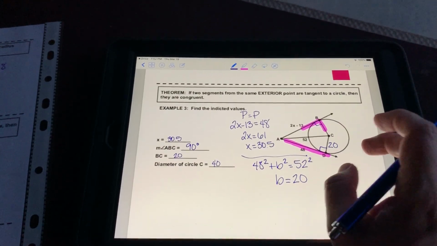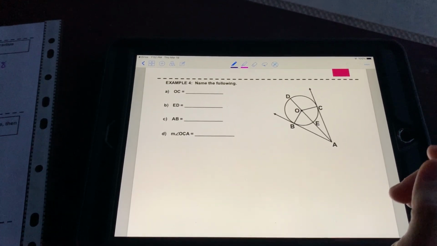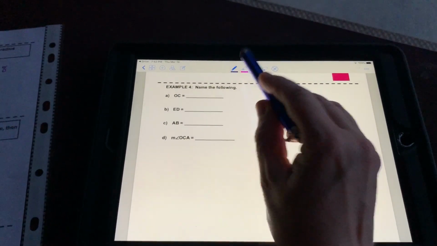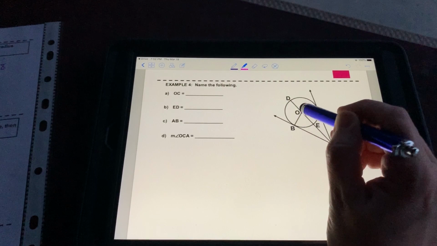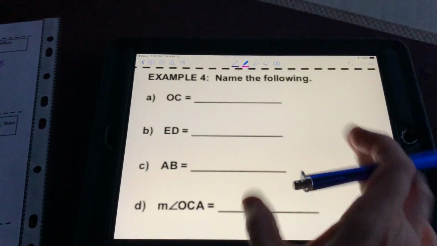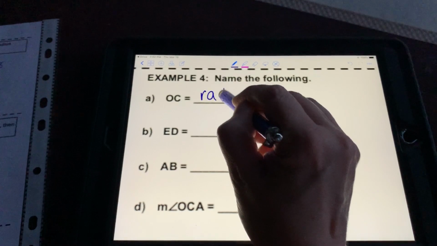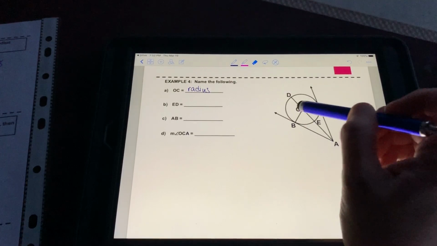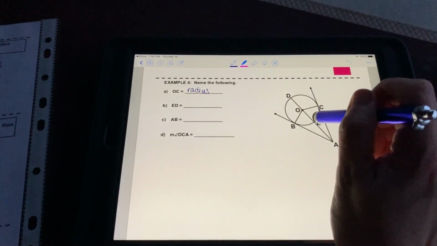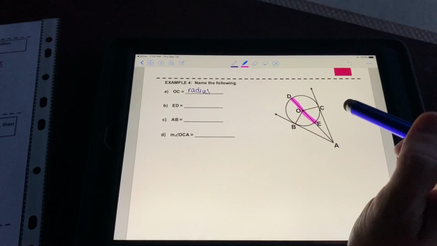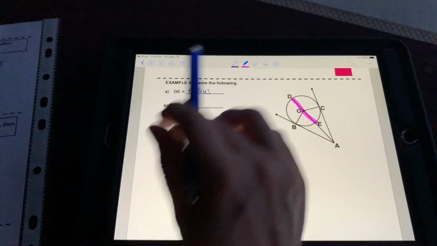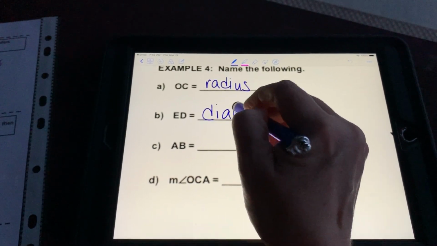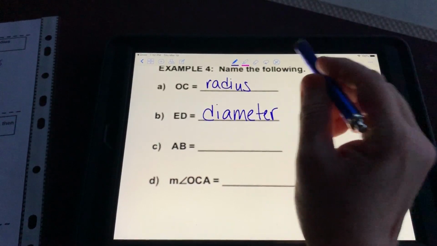Okay, last example here that we're going to talk about is just some vocabulary from the whole lesson, naming the following. So if we look here at OC, they're talking about this line here, OC, from the center to the edge of the circle, and we know that that is a radius. Okay, the next one, ED. ED connects edge of circle to edge of circle going through the center point. And if we have that scenario, then we know that yes, it's a chord, but the best name for that is the diameter because it is going through the center point.